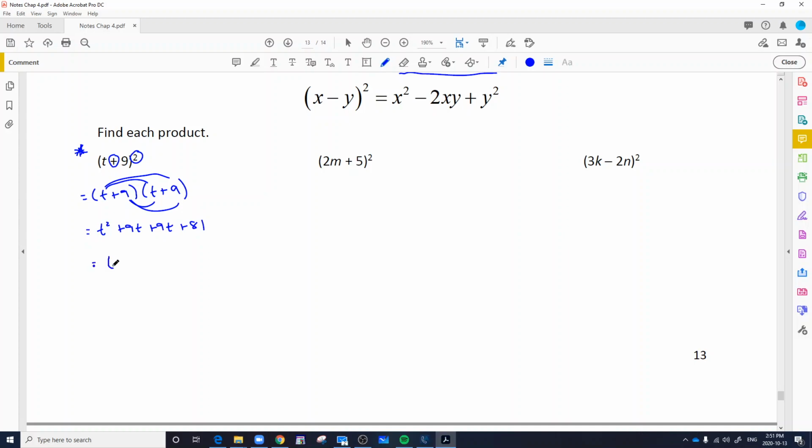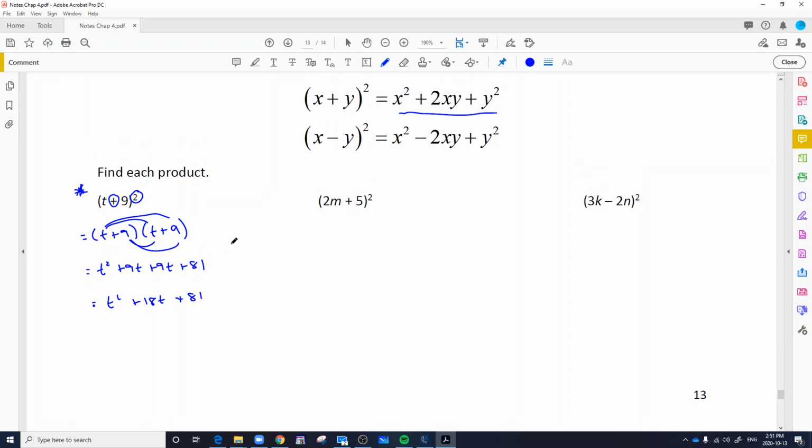Collecting like terms, you get t squared plus 18t plus 81. I said I wasn't going to show the trick, but if you want to know the trick, it's that when you expand a binomial squared, you get the first term squared, and then you get 2 times these two multiplied together, and then you get the last term squared.